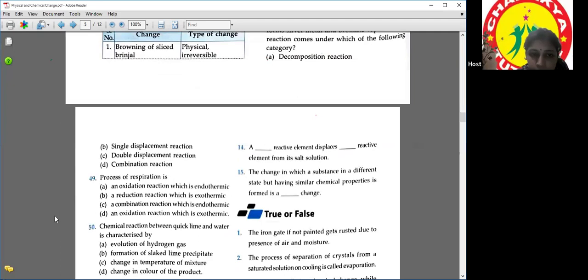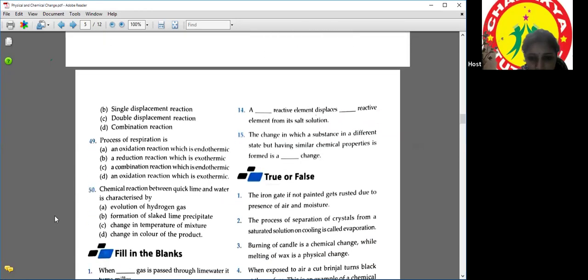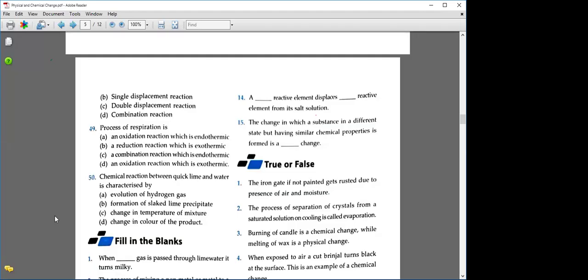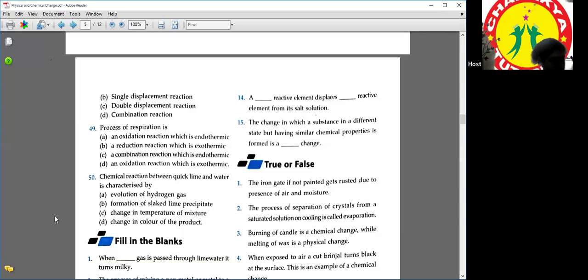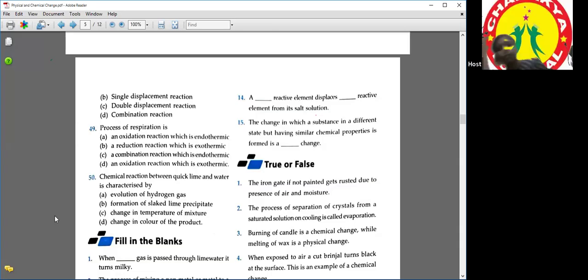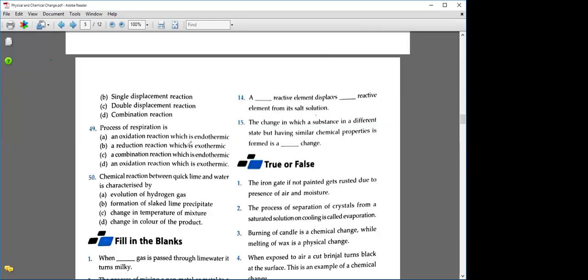Single displacement, double displacement, or combination. Tell me 49 now, quickly. Ma'am, is it option A? Process of respiration is an oxidation reaction between... Does the process of respiration require heat or release heat? It releases heat. Ma'am, is it option D? Ma'am, answer D.